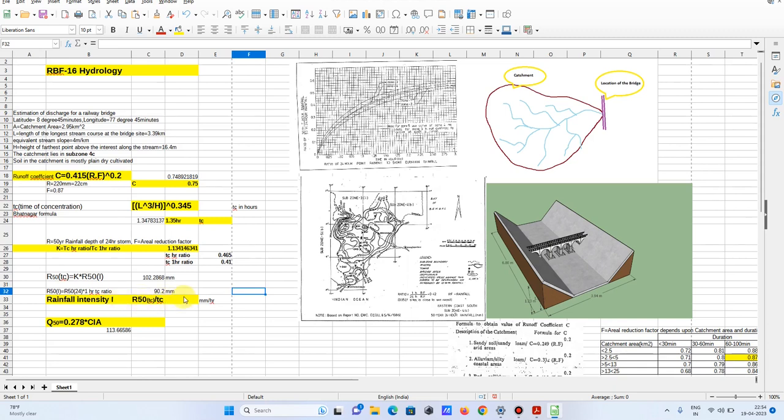This is R50TC by TC. TC we know, which is already found, is 1.35. We need to apply this R50TC divided by the TC of 1.35 hours. So the rainfall intensity we found is 75.88.